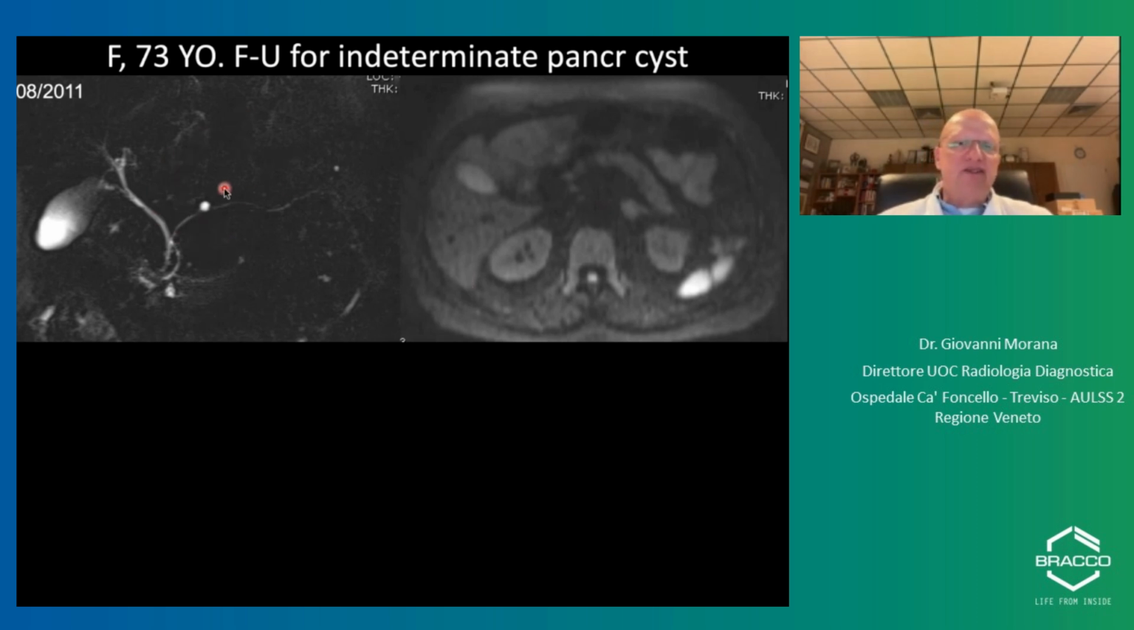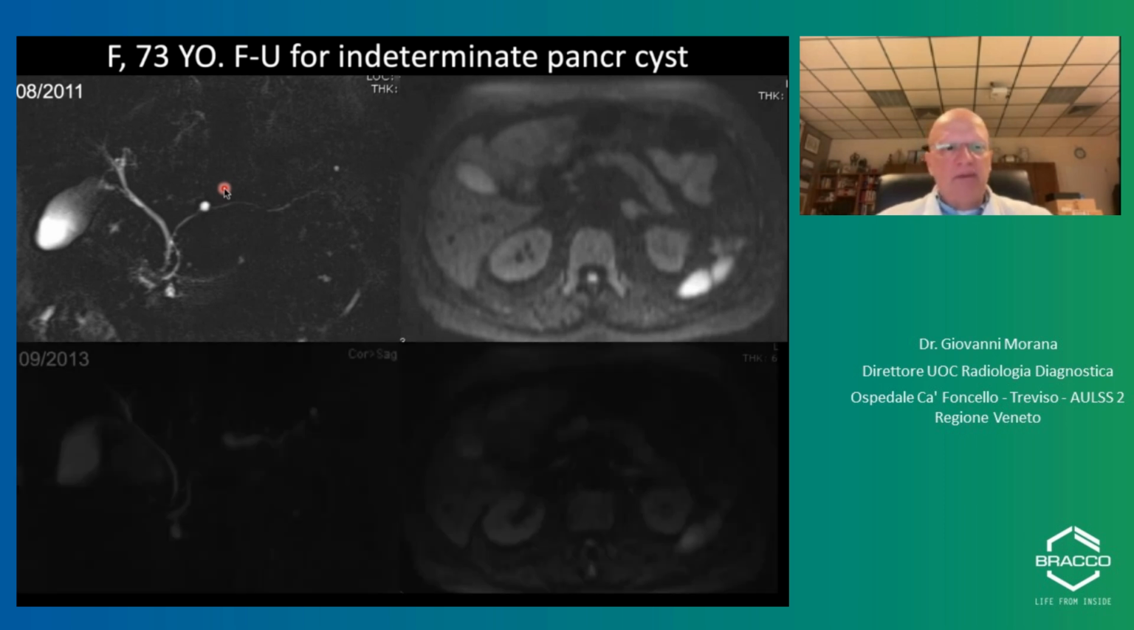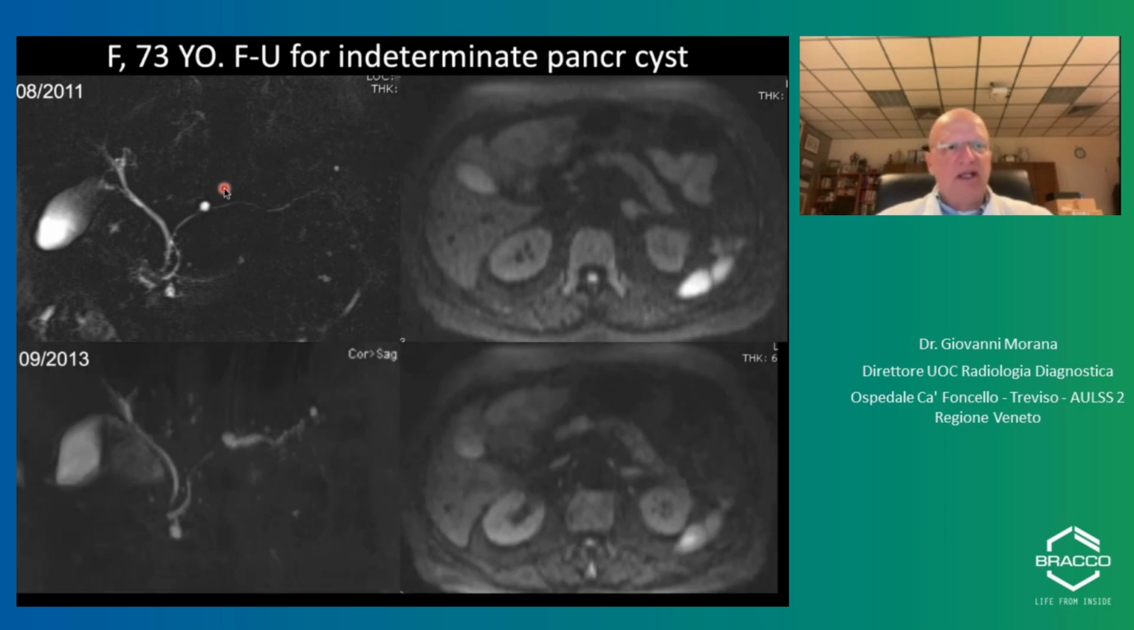Sometimes there are lesions in which we do not see a clear communication with the pancreatic duct, so we call them indeterminate cysts. We need to follow them up because these lesions, after 2 years, can turn out to be pancreatic cancer. So this was just a small retention cyst in a very early pancreatic cancer, which took almost 2 years to become clearly detectable.